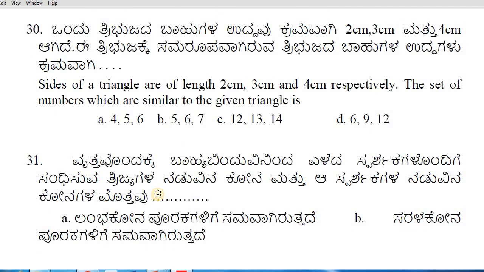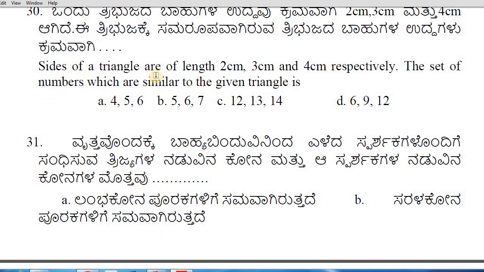Question number 30. Sides of a triangle are of length 2 centimeter, 3 centimeter and 4 centimeter respectively. The set of numbers which are similar to the given triangle is. You have to carefully compare the sides of the given triangle with the options. Given options are 4, 5, 6; 5, 6, 7; 12, 13, 14; 6, 9, 12. So the correct option is D, 6, 9, 12.